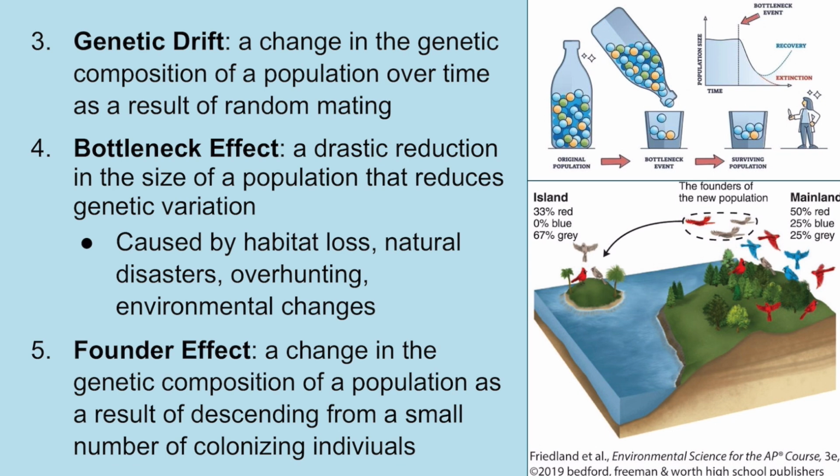than the original population. So we can see that our mainland population, we have majority red individuals, but in our island population, we actually have a majority of individuals being gray. So these are our majorities for these two different populations.